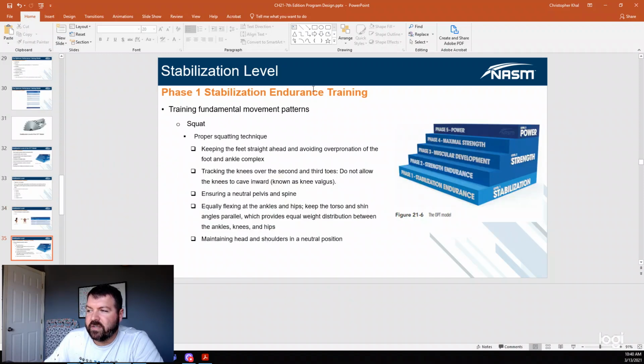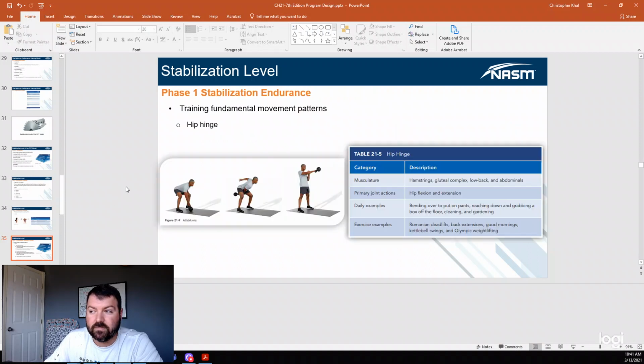Stabilization, endurance. Okay, some more of the training. For the squat, keep the feet straight ahead, avoiding overpronation of the foot and ankle, keeping the knees over the second and third toes, making sure your knees don't dive into knee valgus, ensuring a neutral pelvis and spine, equally flexing the ankles and hips, keeping the torso and shin angles parallel. Weight distribution should be good. Maintaining head and shoulders in a neutral position is very, very important for the squat.